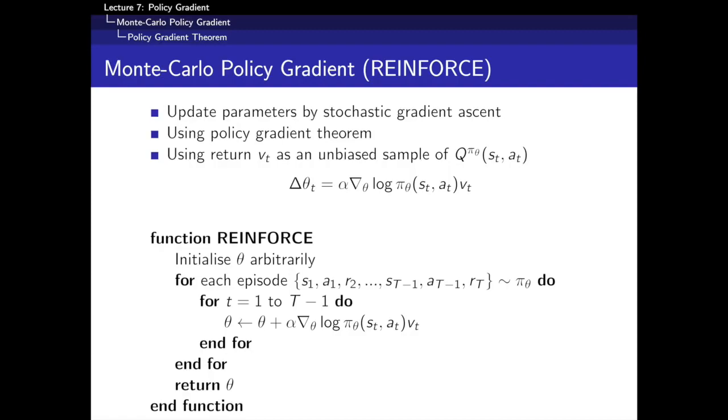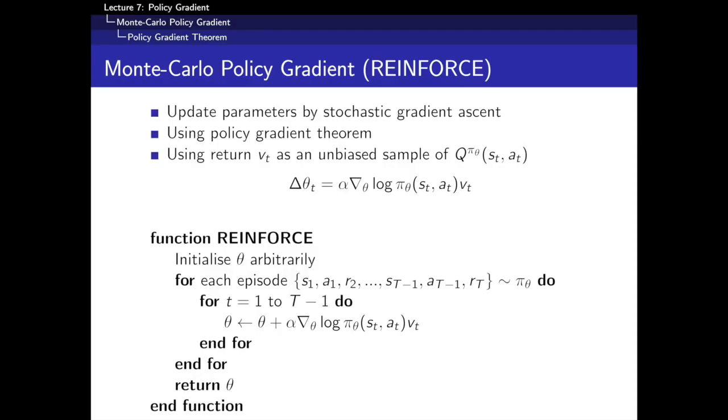So now you go over each of your steps again, and for each of those steps, we want to adjust our parameters a little bit in the direction of this stochastic gradient, which is the score, how to adjust our parameters in the direction that gets us more or less of something, multiplied by this sample return from that step. It's as simple as that. It's a very simple algorithm. So this is the most straightforward approach to policy gradient. You just sample returns and you adjust your policy in the direction that gets you more of those returns.